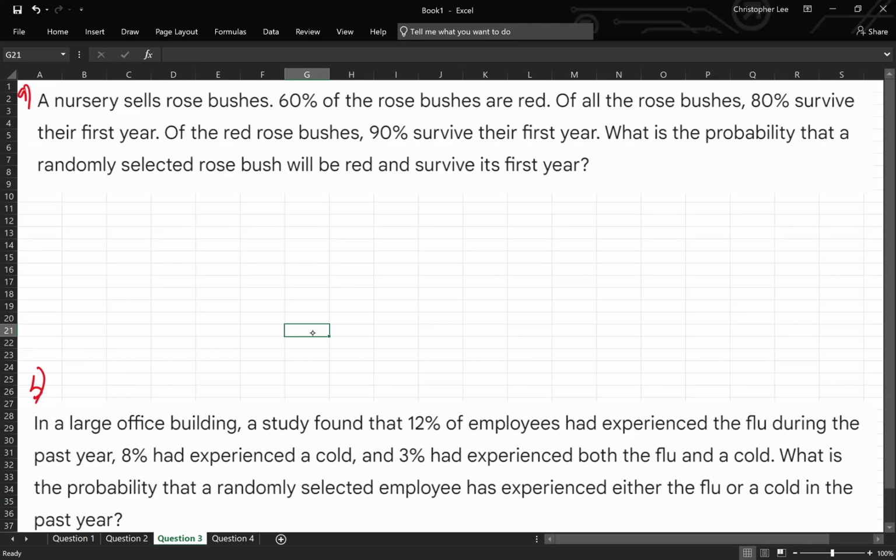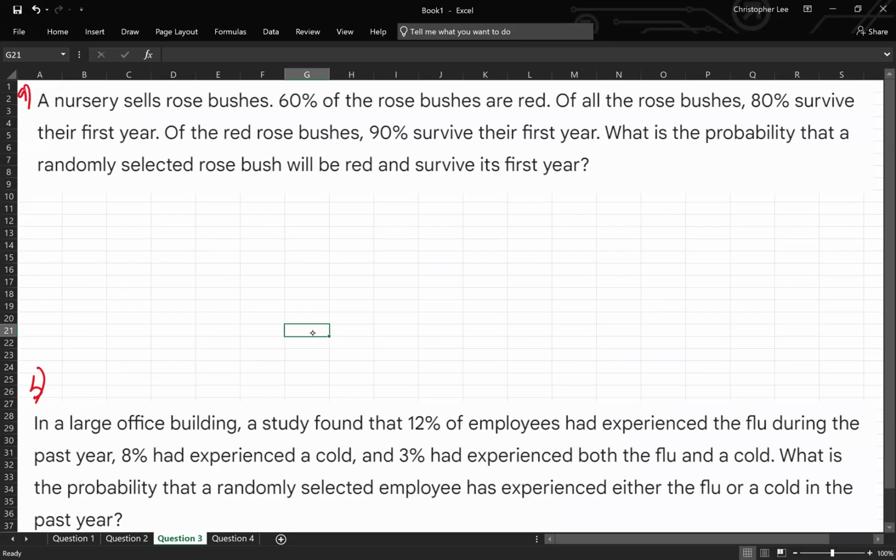Okay. So a nursery sells rose bushes. 60% of the rose bushes are red, and of all the rose bushes, 80% live their first year. Of the red rose bushes, 90% survive their first year. What is the probability that a randomly selected rose bush will be red and survive its first year? Boom, that's your first question.